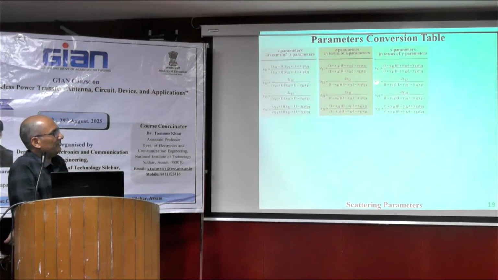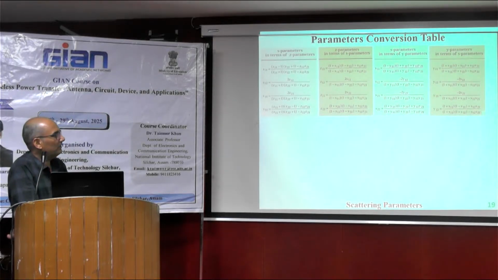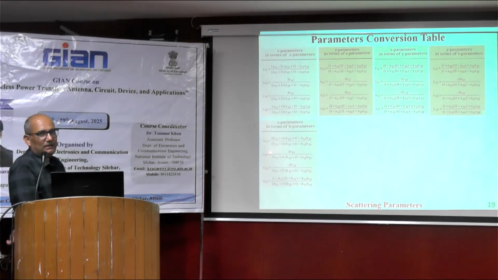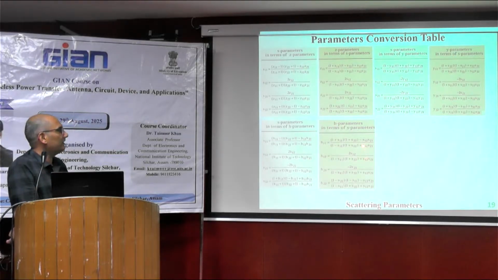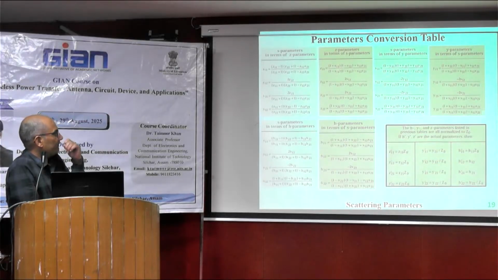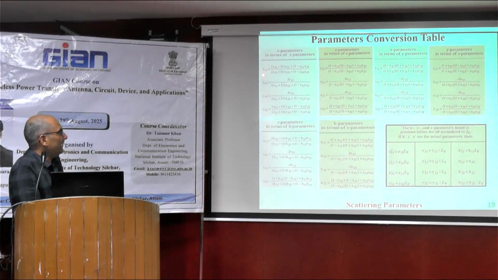Here S parameters in terms of Y parameters for two port, Y parameters in terms of S parameters. Then S parameters in terms of H parameters, then H parameters in terms of S parameters will come in this way. All these values use small letters: S is small, Z is small, Y is small, H is small. These are the normalized values, actual values divided by the characteristic impedance. That is this way.